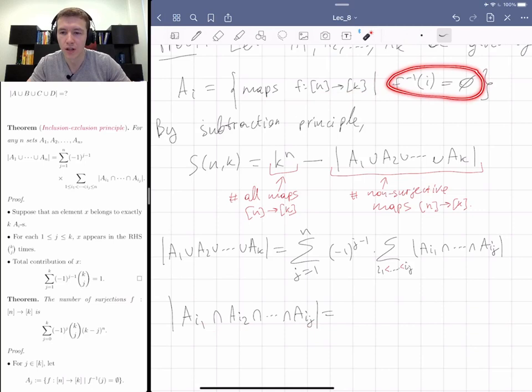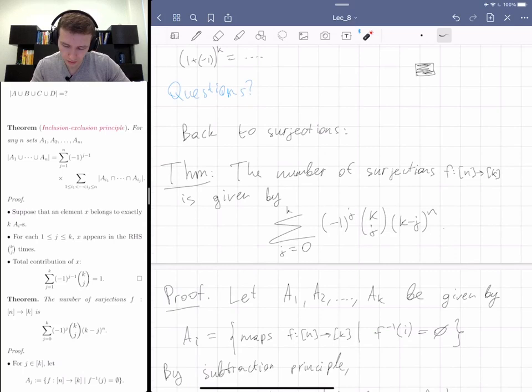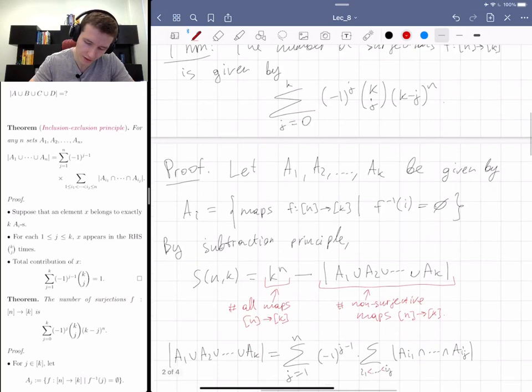What about the factorial then? Wasn't there a k factorial between surjective maps and S(n,k)? Wait, hold on. People are telling me I'm missing the k factorial. But am I? I think I'm good, right? This theorem is about surjections. This number is not S(n,k). Oh, okay, sorry. Yes, that is true. k factorial times S(n,k). What I meant was the answer to our problem. Okay, you're right, thanks.